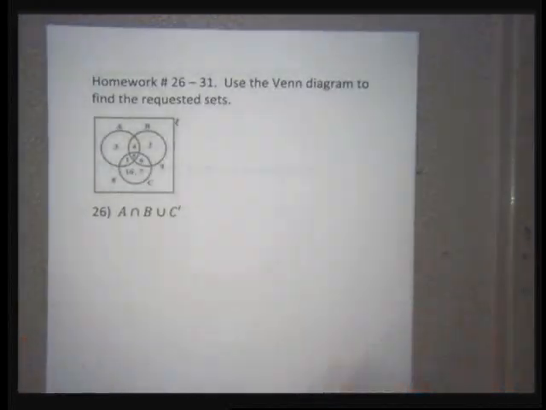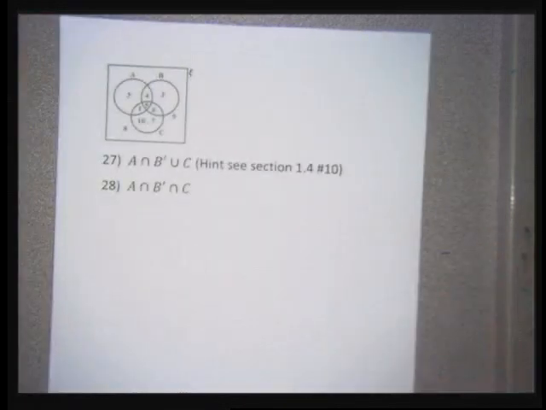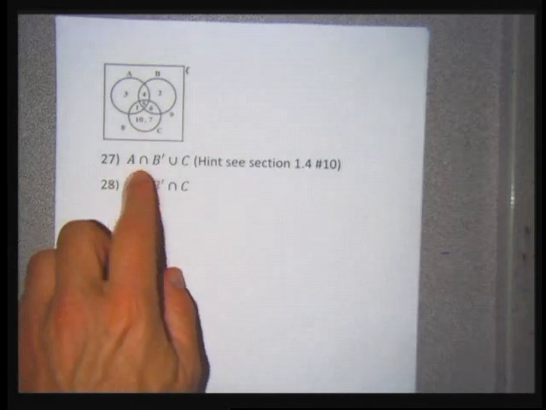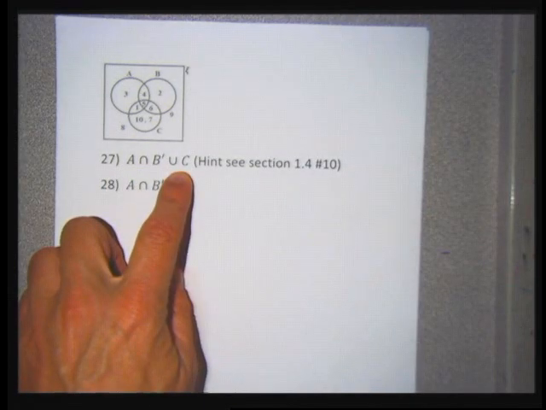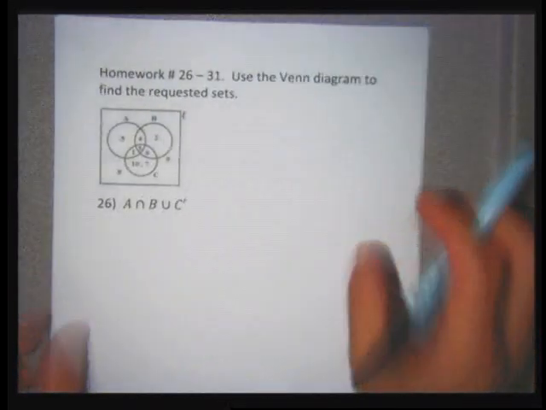So 26 wants me to do A intersection B union C prime. If you want to work on your 27, I use the same diagram. You're doing A intersection B prime union C. Apparently I did that shading in a video. Let me do mine to start.